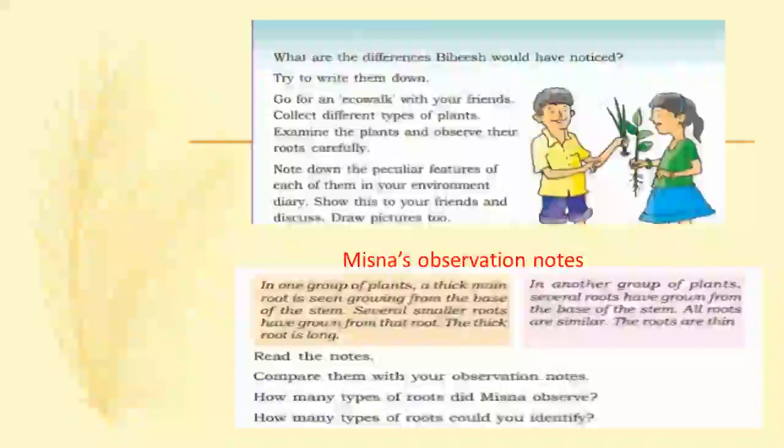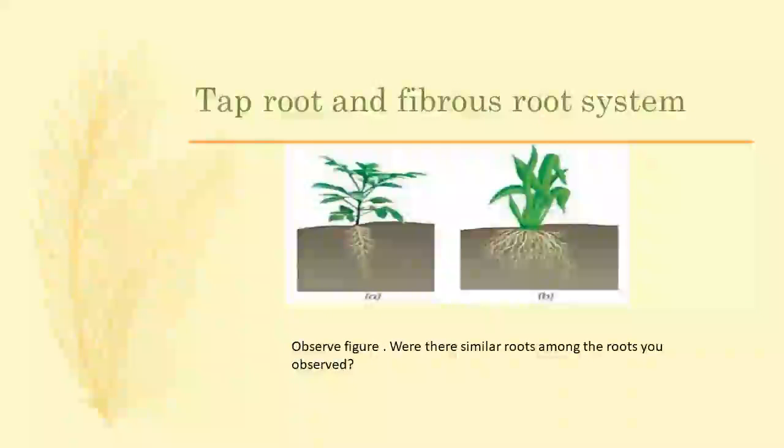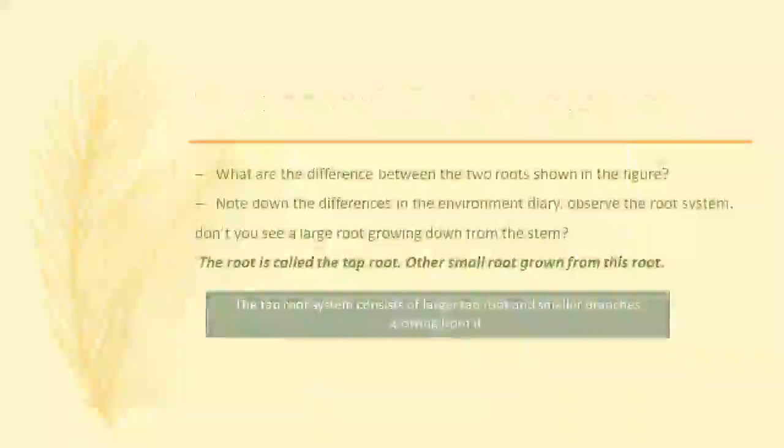Read the notes. Compare them with your observation notes. How many types of roots did Miss Na observe? How many types of roots could you identify? Taproot and fibrous root system. Observe the figure above. Were there similar roots among the roots you observed? What are the differences between the two roots shown in the figure? Now, note down the differences in the environment diary.